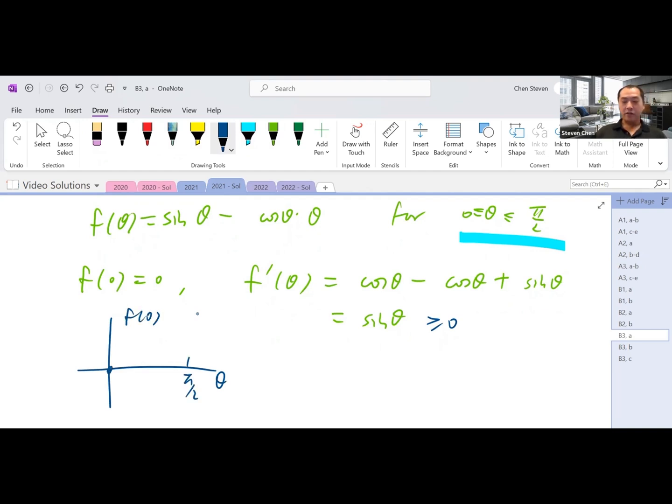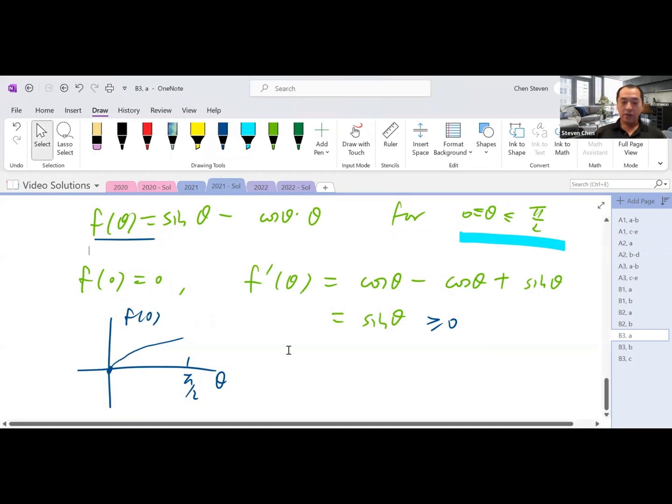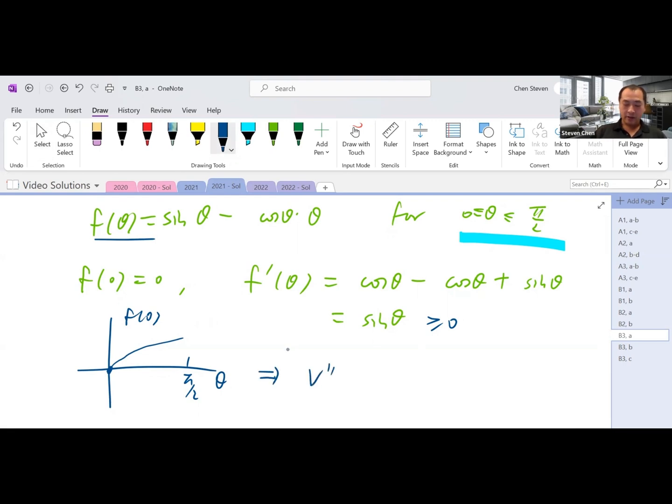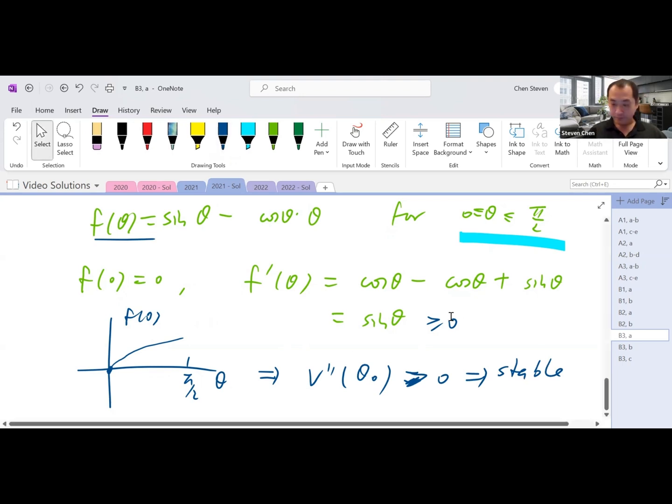That tells us that for this function f of theta, when theta is 0 it is 0, and when theta is positive, because the first order derivative is always non-negative, it keeps on increasing. So it means that f of theta is always positive for theta between 0 and pi over 2. That implies that the second order derivative at this equilibrium point theta naught is always positive. So it implies that this equilibrium point is stable. So that is the analysis of this part.